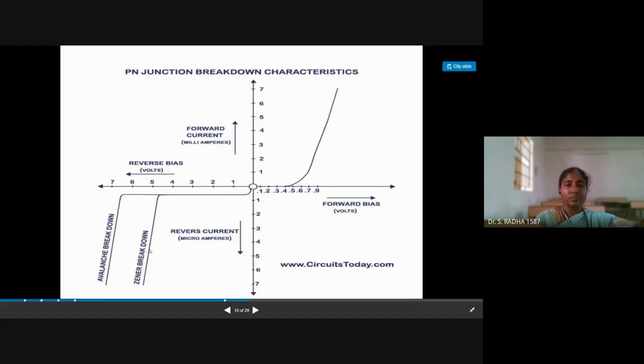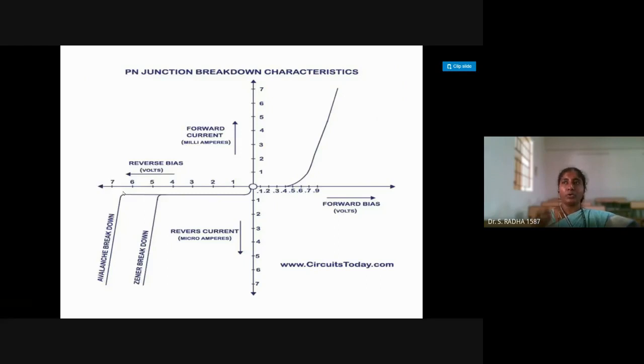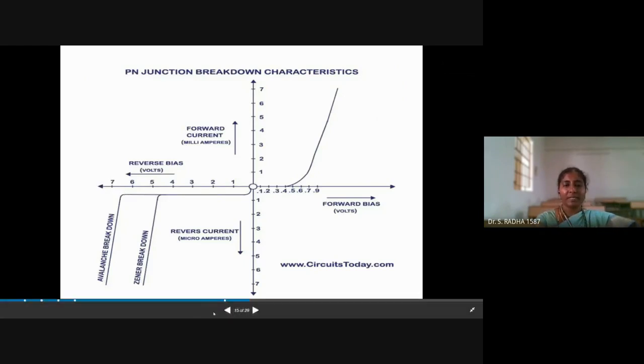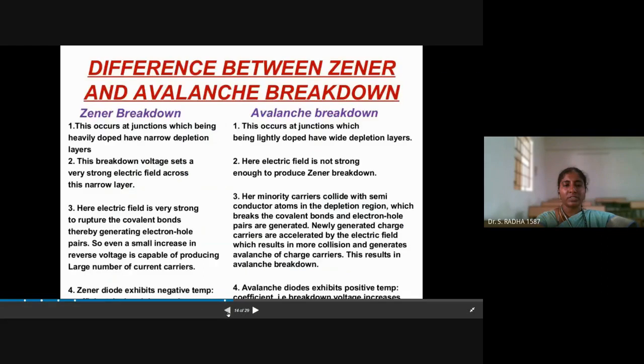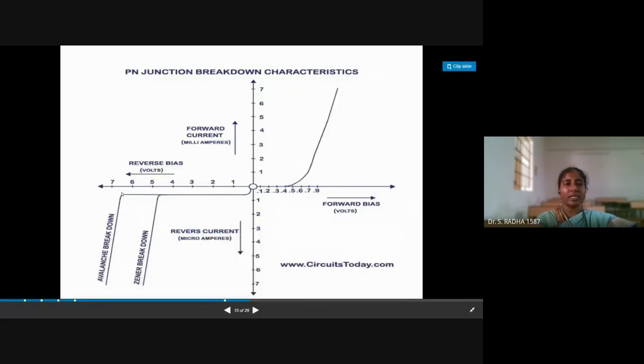Zener breakdown happens at a lower voltage. Avalanche breakdown happens at a higher voltage. What I told you, if the doping is less, breakdown happens at a higher voltage. In the previous slide, we have seen in avalanche breakdown, it is lightly doped, doping is less, so the breakdown is happening at a higher voltage, around 6.5.